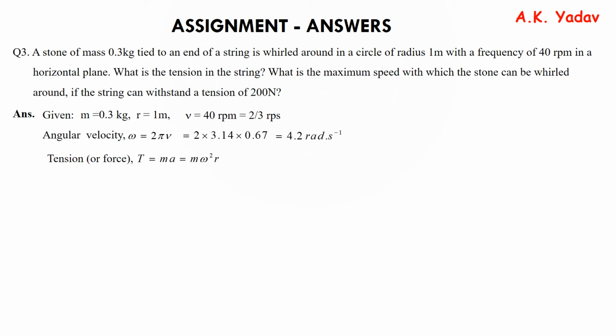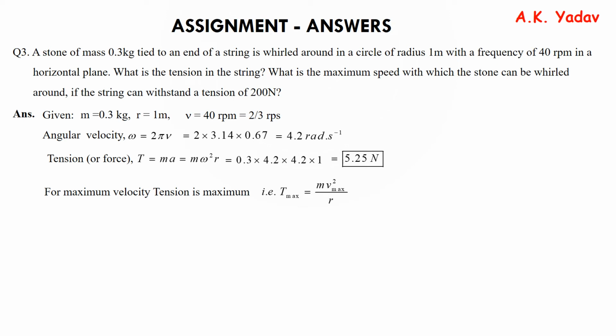Now tension T is equal to MA, because tension is a force, is equal to M omega square R. When we put the values, we get 5.25 Newton. For maximum velocity, tension is maximum, that is Tmax is equal to mv square upon R. We put the values, what we get, Vmax is equal to under root of 200 by 0.3, that is 25.8 meter per second.